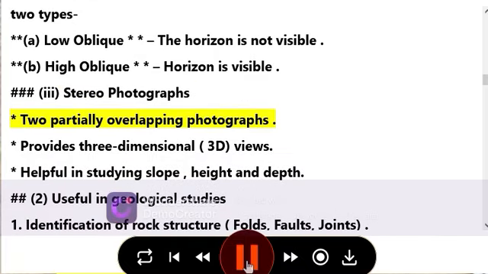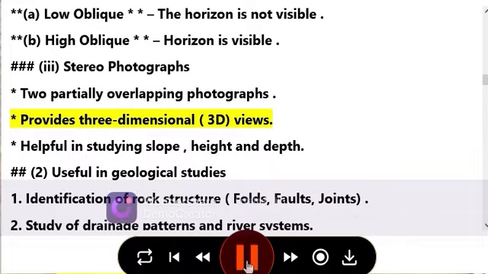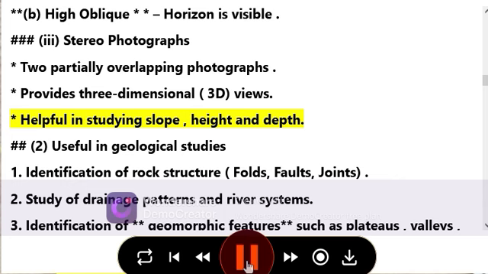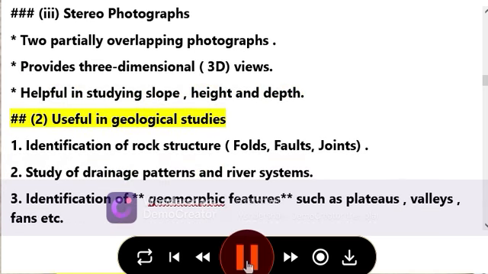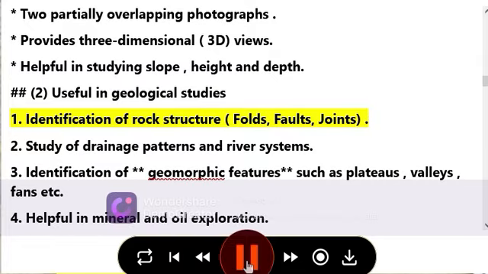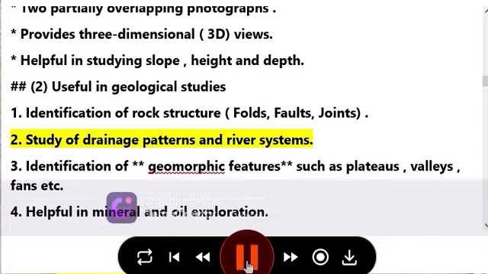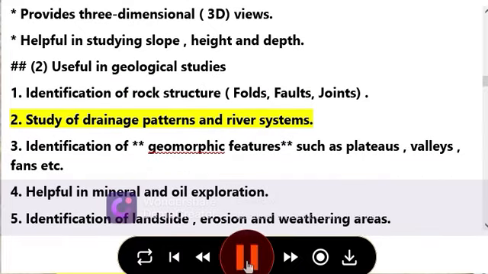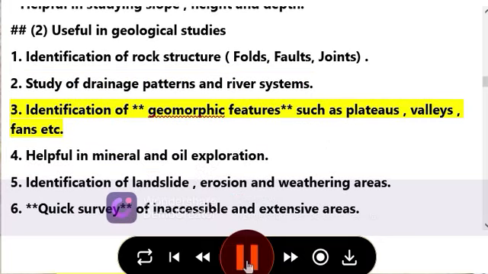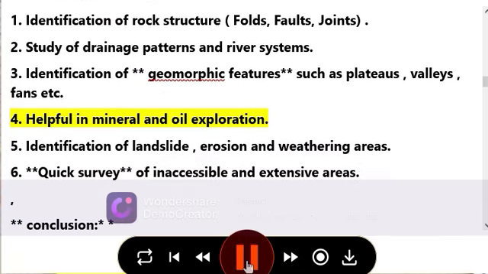3. Stereo photographs. 2 partially overlapping photographs. Provides 3-dimensional, 3D views. Helpful in studying slope, height and depth. Usefulness in geological studies. 1. Identification of rock structure, folds, faults, joints. 2. Study of drainage patterns and river systems. 3. Identification of geomorphic features such as plateaus, valleys, fans, etc.